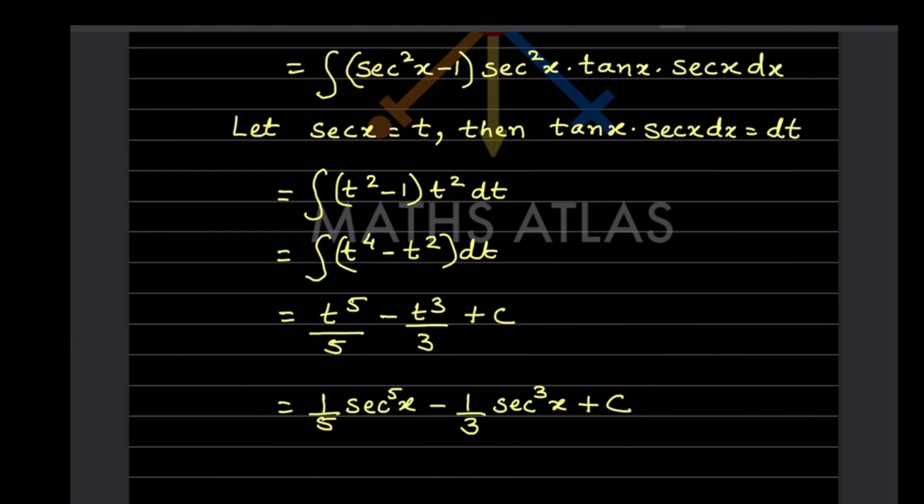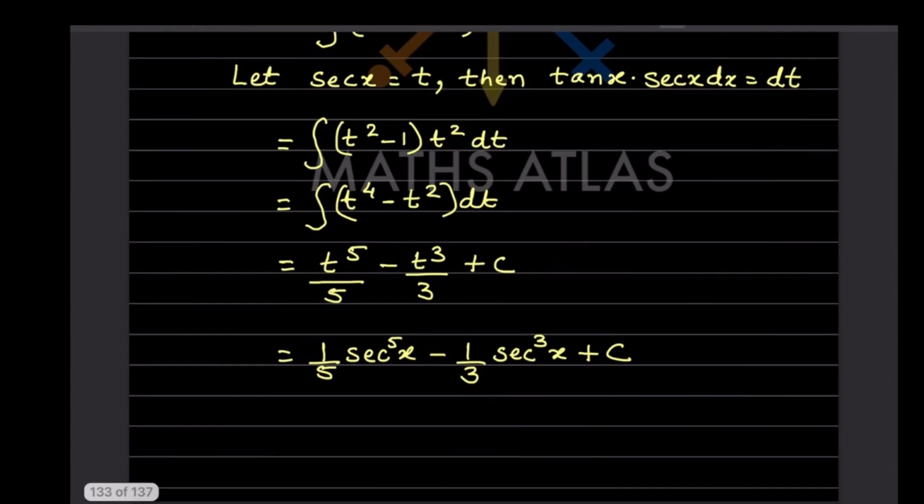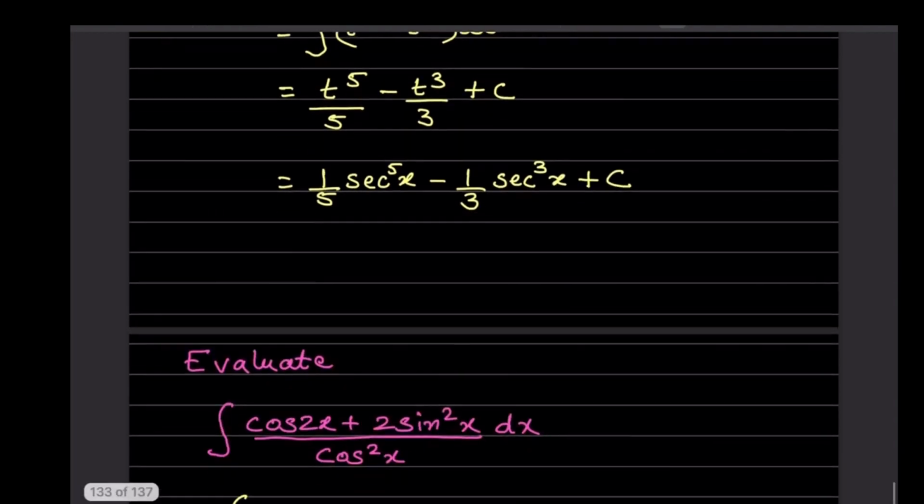So now we'll put the value of this t over here. What we have considered, this sec square x as t, so you will write here 1 by 5, and in place of t raised to 5, because t is sec x, that should be sec raised to 5 x, and this will be now 1 by 3 sec cube x plus c. So this is the answer for this one.